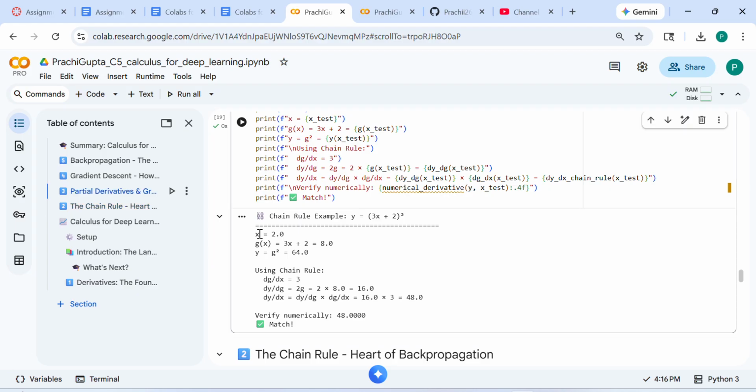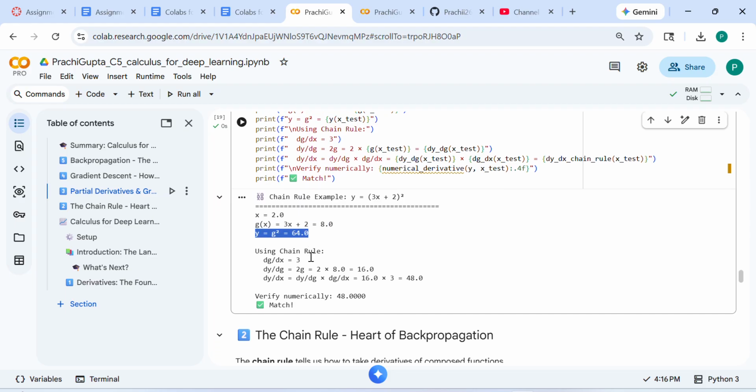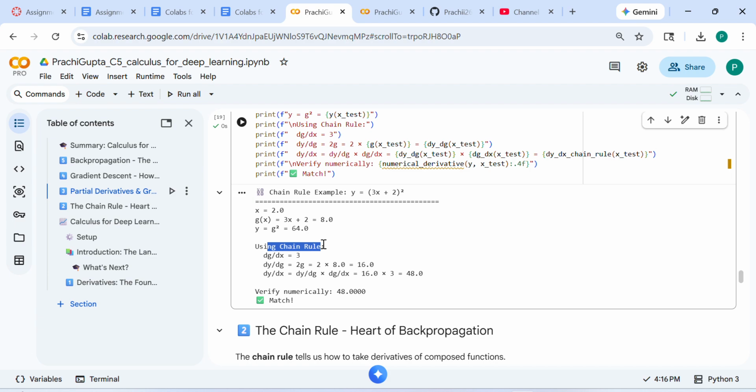So we have got x is equal to 2. First we will calculate the g of x, then we will calculate g square, which will be y. Now using the chain rule, we will get dg of dx. If we do the derivative of this, we will get 3 as the result. If we do the derivative of g square, we will get 2g, and we know g is 8.0, so we will multiply 8.0 by 2 and we will get dy by dg.